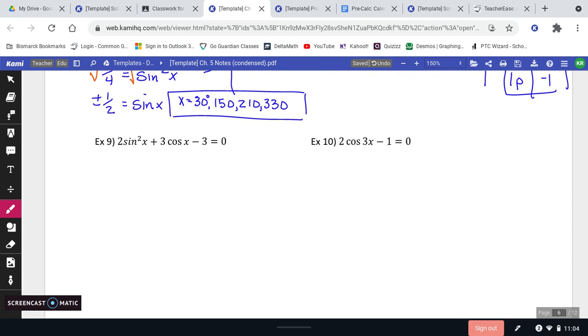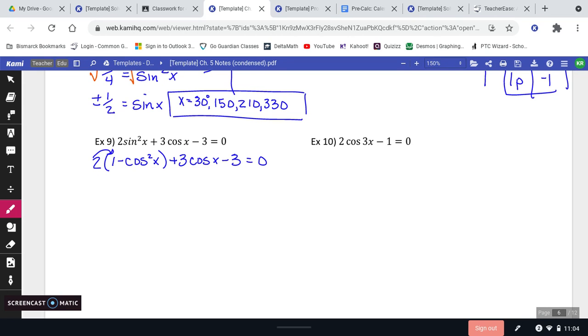Okay, number 9. This one is another quadratic, but notice that you've got sine squared mixed in with a cosine. So that is not going to go well. Going back to your Pythagorean identity, I'm going to make a substitution for sine squared, and it's going to be 1 minus cosine squared x plus 3 cosine x minus 3.